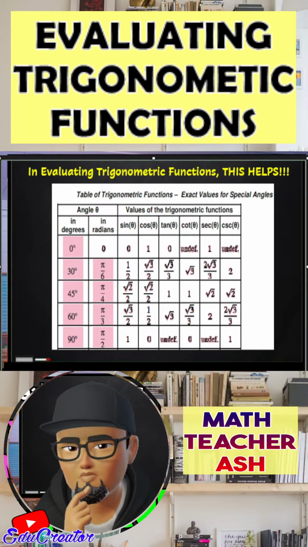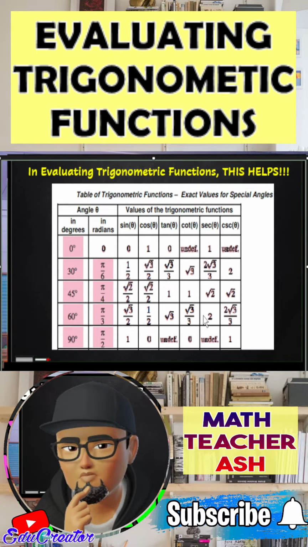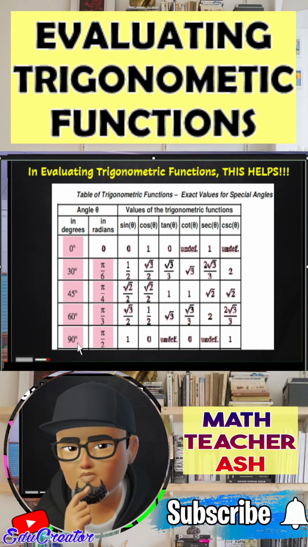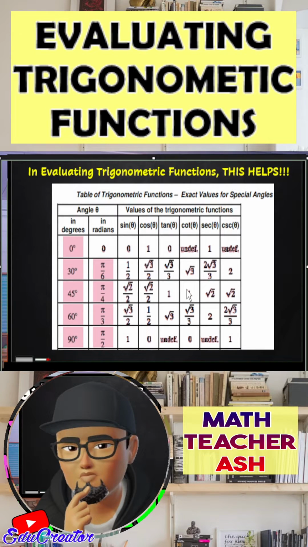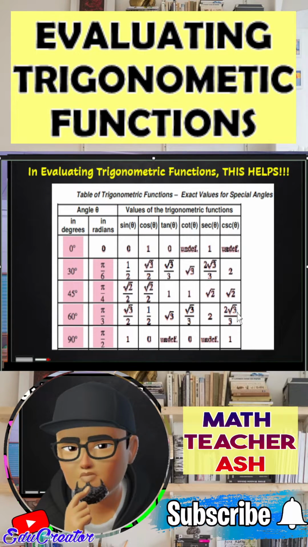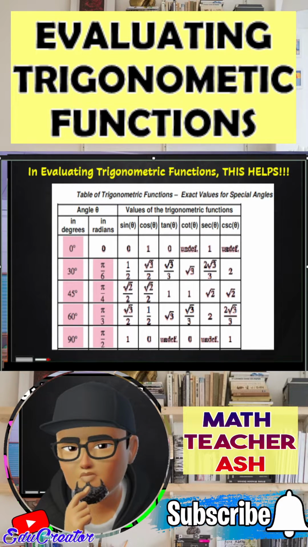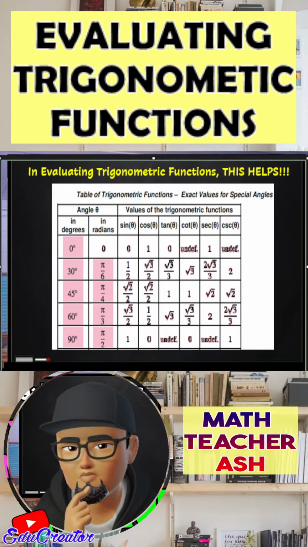Now, of course, my dear math learners, this also considers the 30 degrees, the 45 degrees, the 60 degrees, and the 90 degrees. So these are its equivalent values in terms of the trigonometric functions. Of course, if you don't have this table, you can also apply our special trick. If you have watched my video in our channel, the simple technique of knowing the trigonometric functions, I will link that video in our comment section.